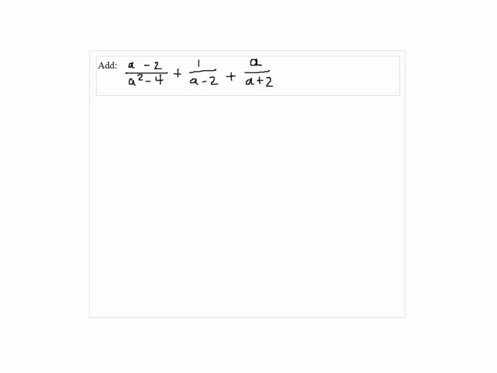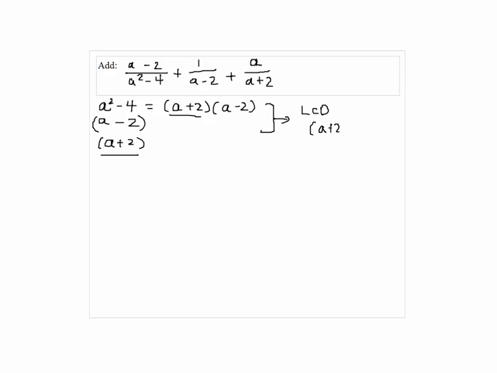Add a minus 2 over a squared minus 4 plus a over 2a minus 2, plus 1 over a minus 2 plus a over a plus 2. First, we're going to factor each denominator. So we have a plus 2 times a minus 2 for the first denominator. And the second denominator, a minus 2, is already factored, so we're done. And the third denominator is also factored, so we're already done. So the LCD will be a plus 2 times a minus 2.